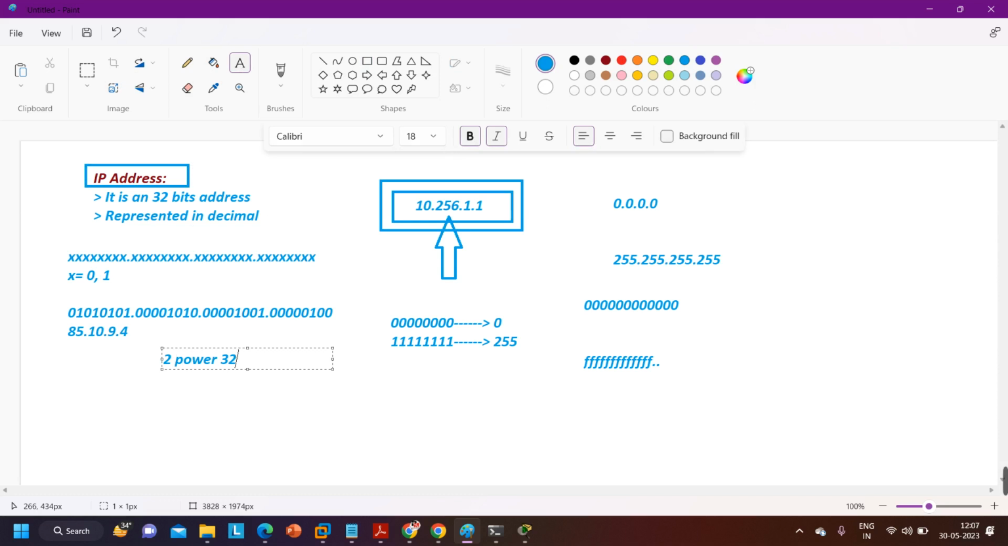So to reduce the shortage of IP address, we divide IP addresses into classes: class A, class B, class C, class D, and class E. As a network engineer, you will work on class A to class C only. Class D is reserved for multicasting. This one is reserved for multicasting.